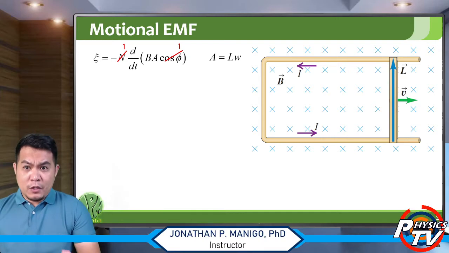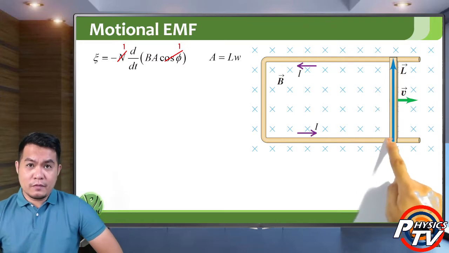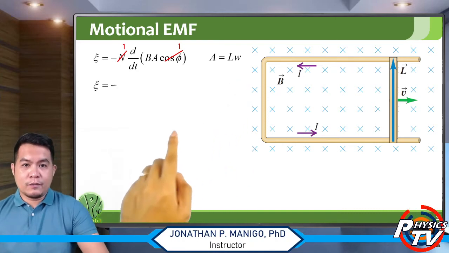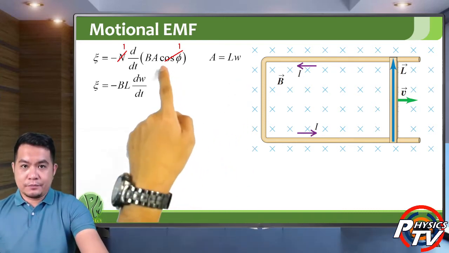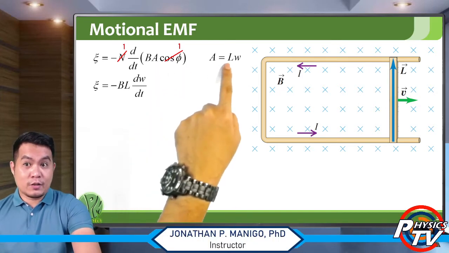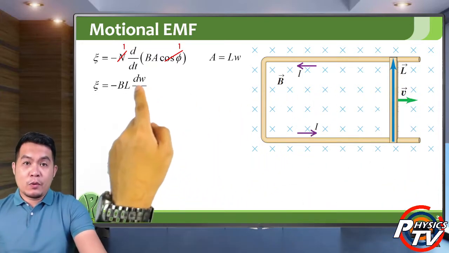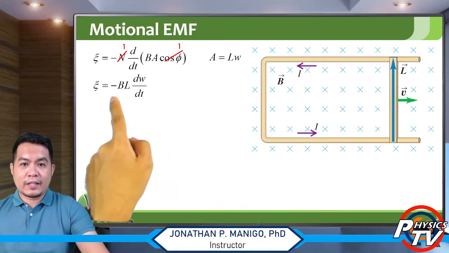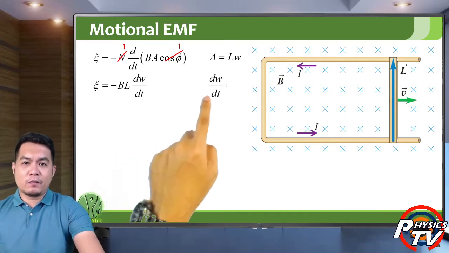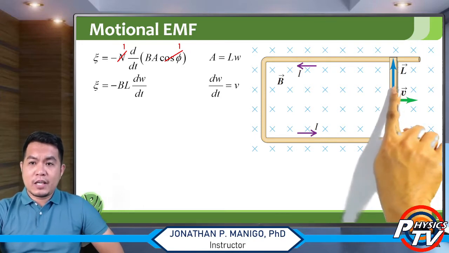Now, the area of the loop, since this is a rectangle, is the length of the loop times the width of the loop. Since the length of the loop is constant, it's fixed, and only the width of the loop is changing, we only take the derivative of the width with respect to time. So we have negative B times the length times dw/dt, the derivative of the width with respect to time. And the derivative of the width with respect to time is basically just the velocity of this rod here.